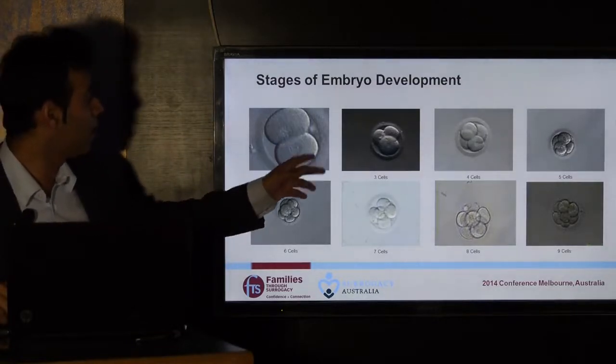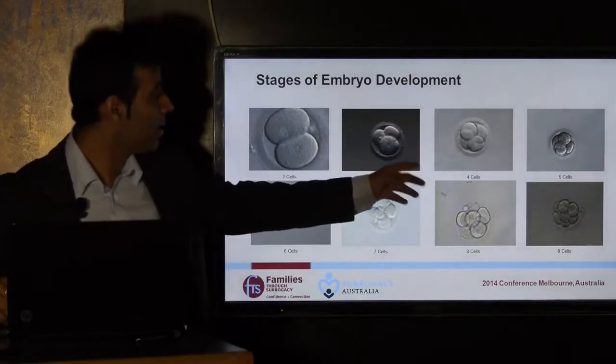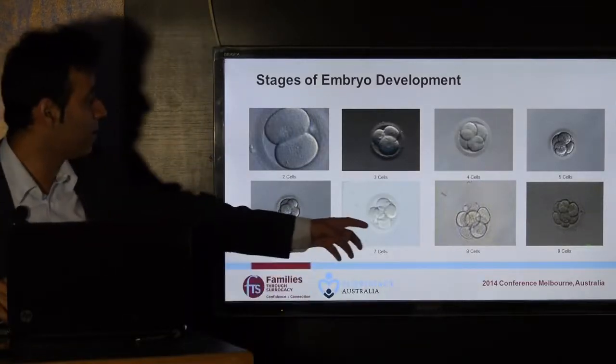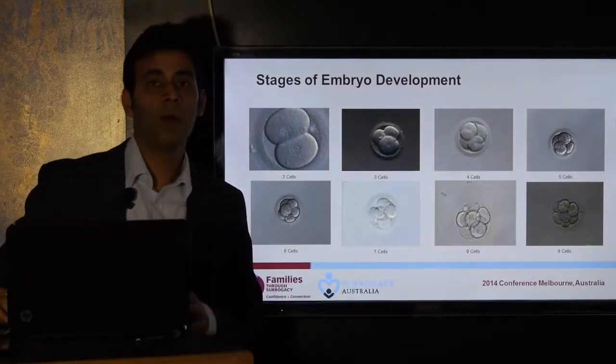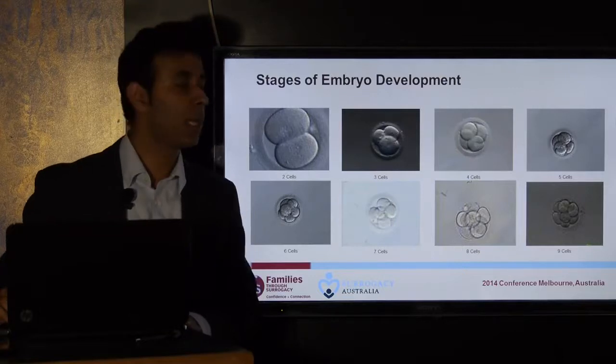Here is how a 2-celled embryo looks like. Subsequently 3, 4, 5, 6 cells, 7 cells, 8 and 9 cells. These are how cleavage stage embryos look like, and these are all good quality embryos.